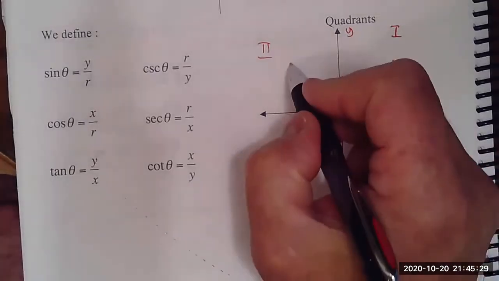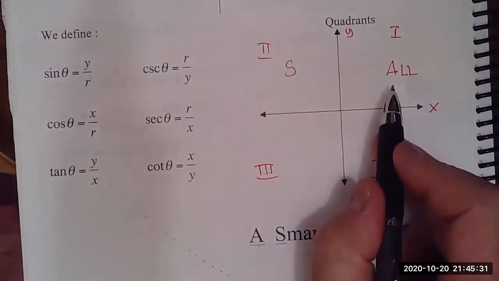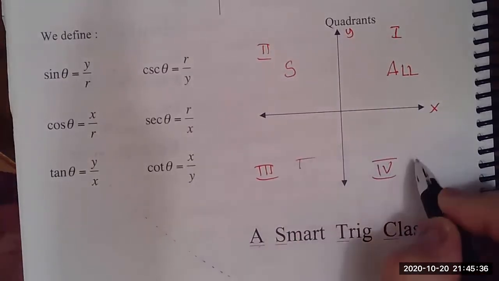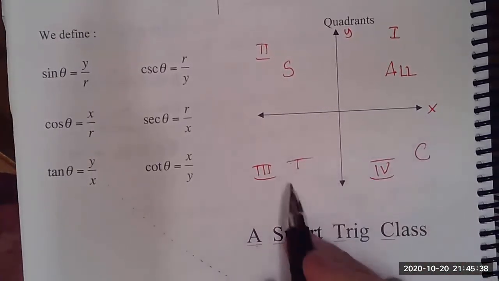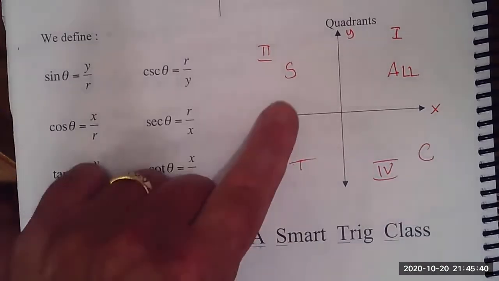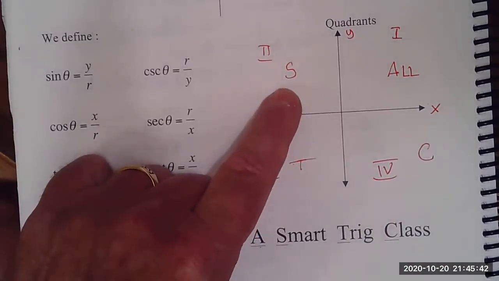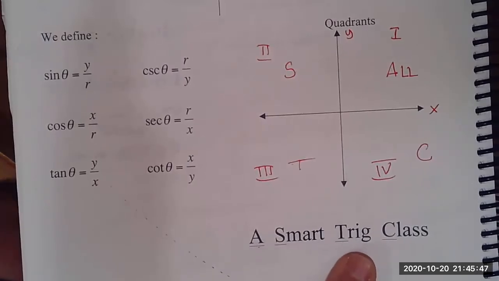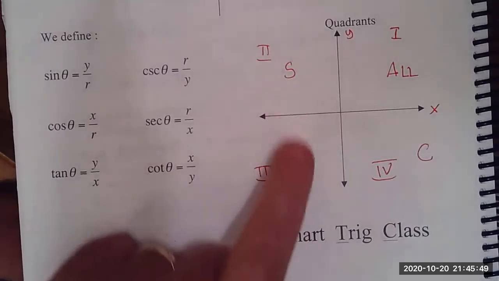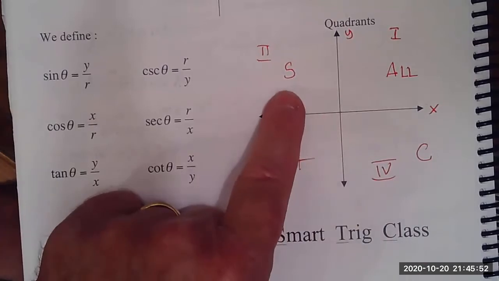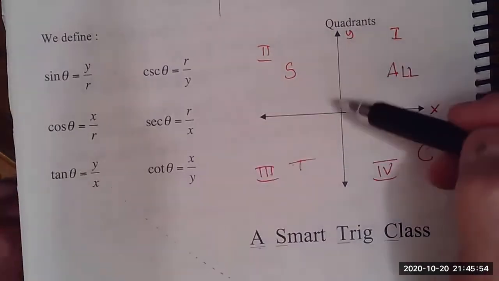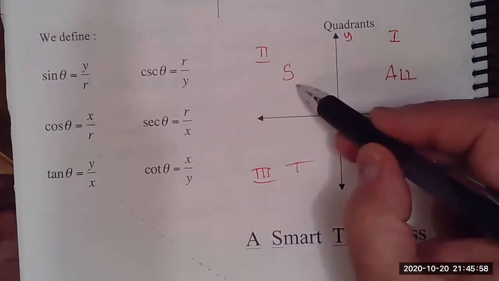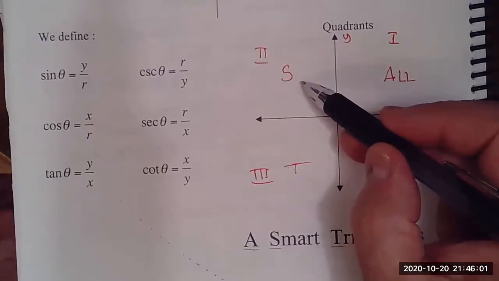S, so this would be S right here. So that's A for all, S, this is T, and this would be C. T stands for tangent in the trig. This is sine, even though it says a smart trig class, that's just a way of doing the acronym. Sine, tangent, cosine. Sine's the only thing that's positive because the y's are positive. See how the y's are positive? Now, if the y's are positive, sine and its reciprocal, what's that, cosecant?